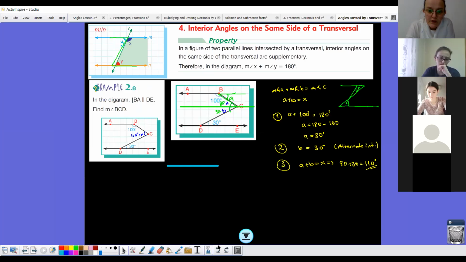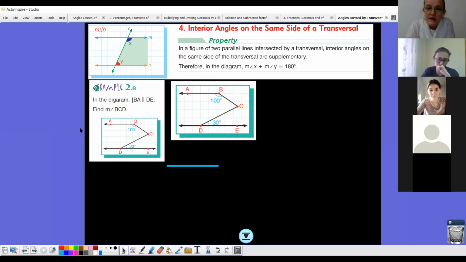Now here we have interior angles on the same side of a transversal. As you see, it's given here in a figure: interior angles on the same side. X and Y are interior angles on the same side. And the property for them: interior angles on the same side of a transversal are supplementary. What does it mean? Their sum is 180 degrees. This is another property for the angles formed by a transversal.